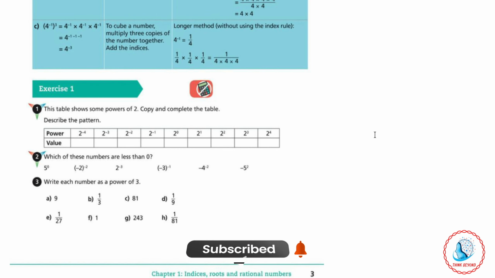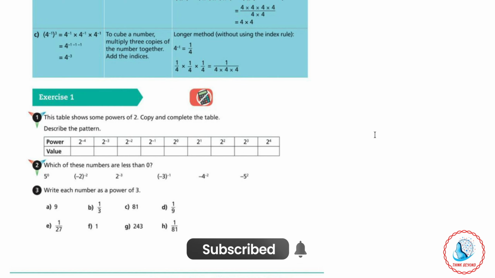Okay, so this is exercise 1. And question number 1 says this table shows some powers of 2. Copy and complete the table, and also you have to describe the pattern here. So let's do it. The powers are given.